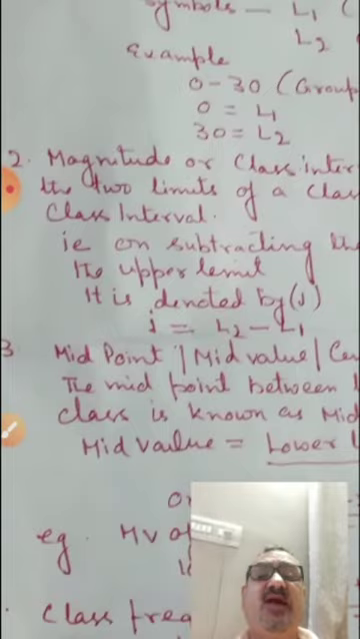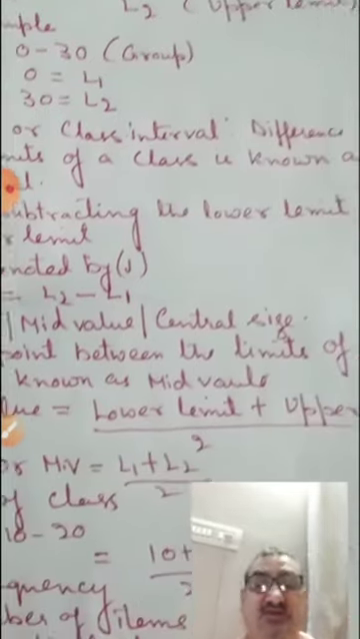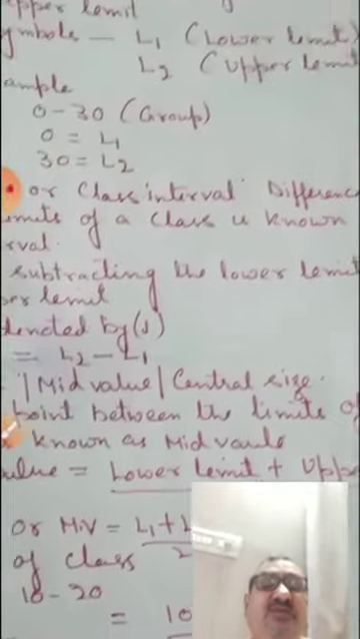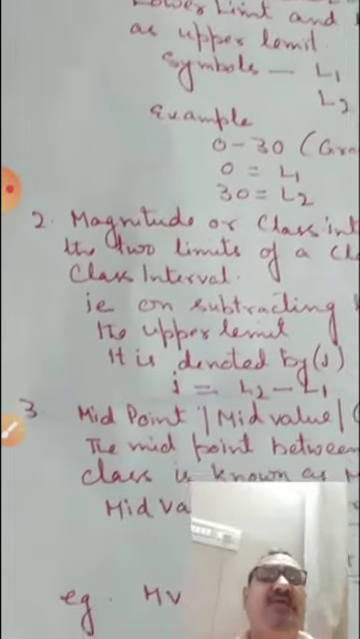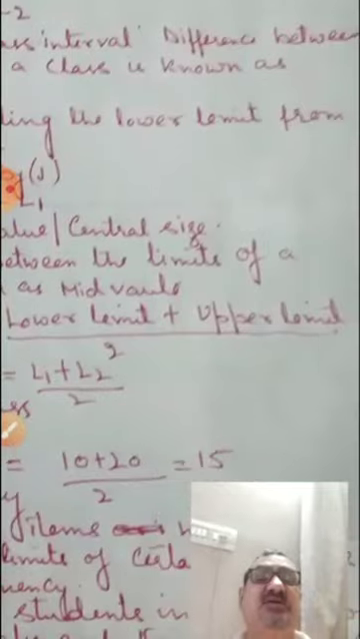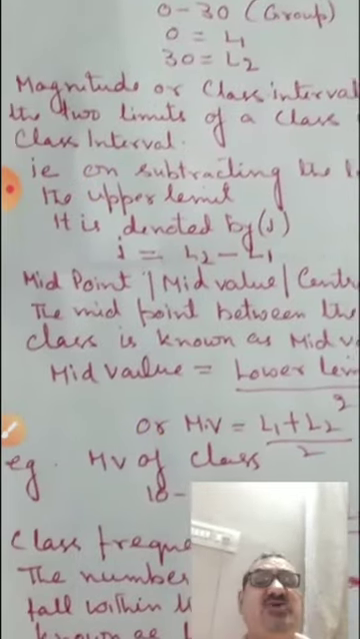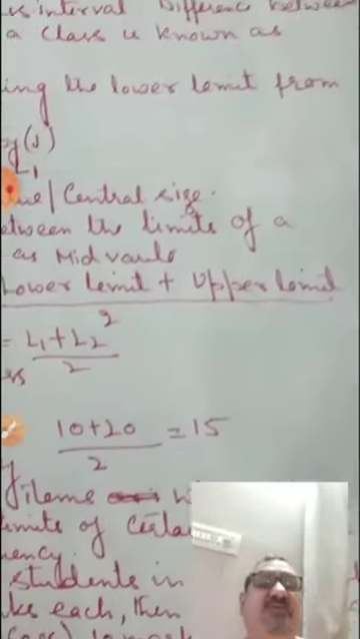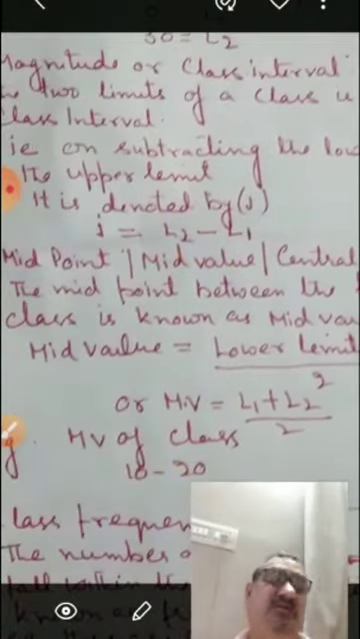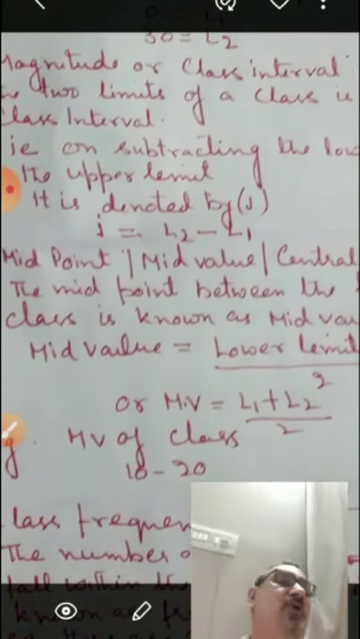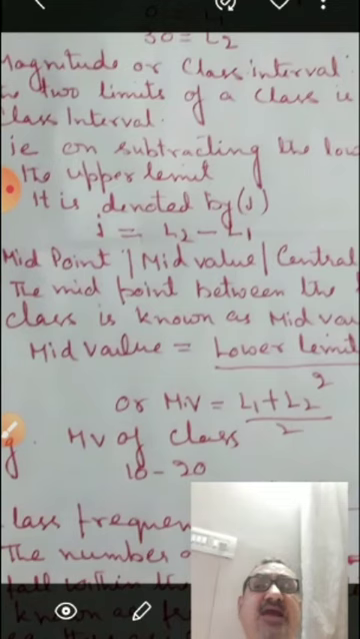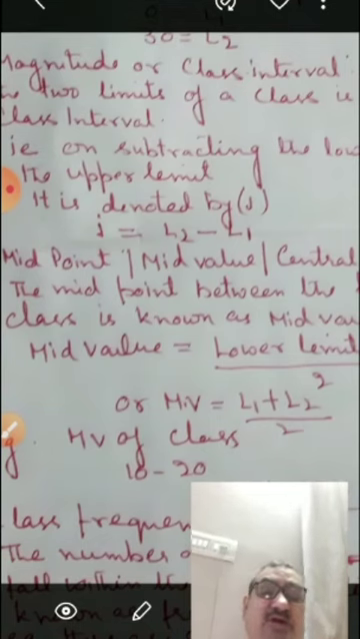Second is magnitude or class interval. It is the difference between the two limits of a class and is known as the class interval, that is, on subtracting the lower limit from the upper limit. It is denoted by I. I is equal to L2 minus L1: L2 upper limit minus L1 lower limit.